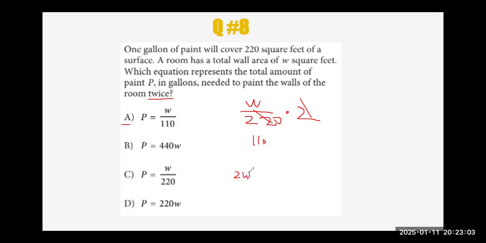I did a very similar way. I did 2W over P equals 220 over 1, and then I solve for P, which is A here. Okay. You set the proportion. So this is the question. Next one.